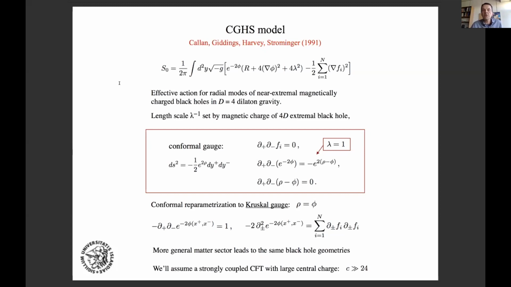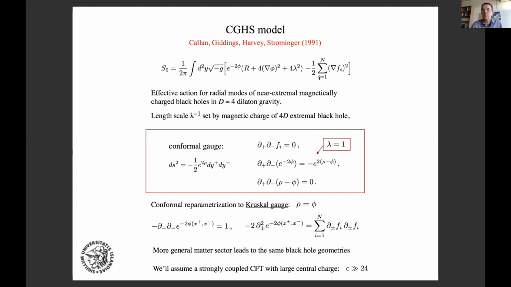Okay, now in the original CGHS model, the fields were a 2-dimensional metric and a dilaton field, which is in fact related to the area of a transverse 2-sphere in the 4-dimensional theory. And that'll be important for us to keep track of. There's also a length scale that it inherits from the 4-dimensional theory. We're going to work with units where that length scale is 1 throughout.